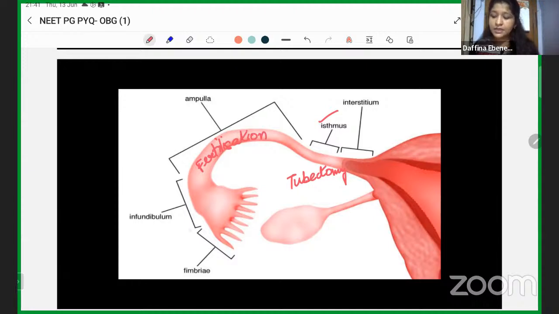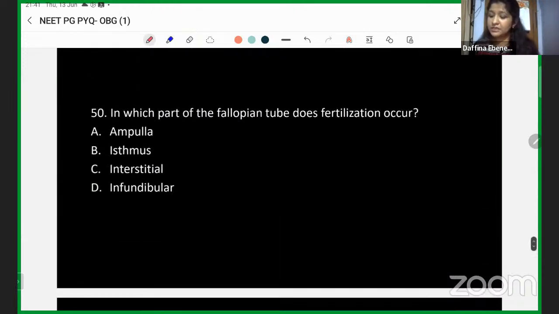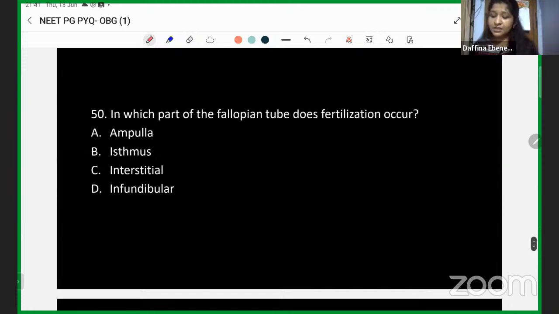Okay. Next is the infundibulum and the fimbrial part. Okay. So these are the different parts. So what is the question that is asked? In which part of the tube does fertilization occur? Fertilization occurs in the ampulla of the fallopian tube.